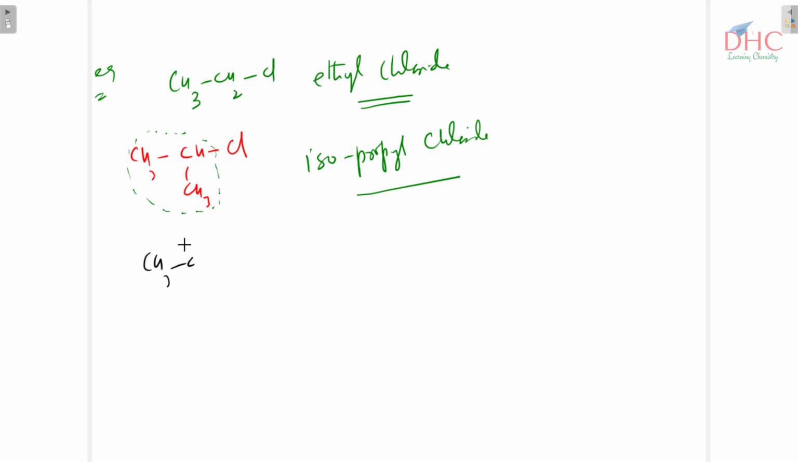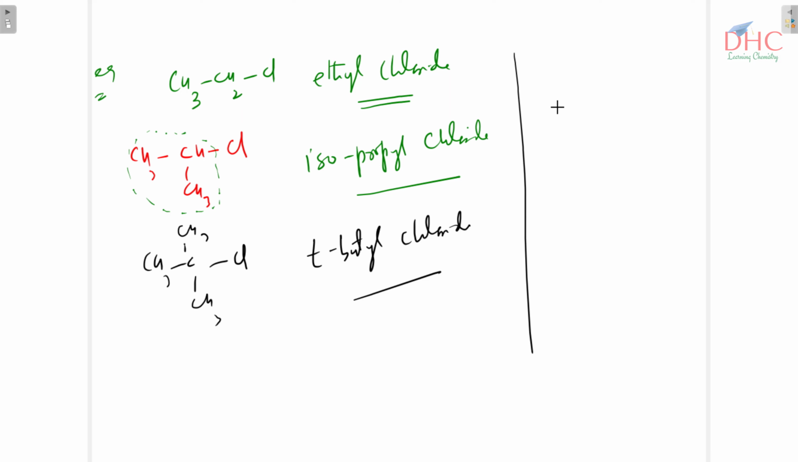Similarly, we'll take one more example, CH3 single bond C, CH3 single bond CH3, then single bond Cl. This group is tertiary, because if you count, 1, 2, 3, 4, it's tertiary butyl, then chloride. When the carbon atom is attached to 3 other carbons, and the attachment is to a chloride, it's tertiary butyl chloride.